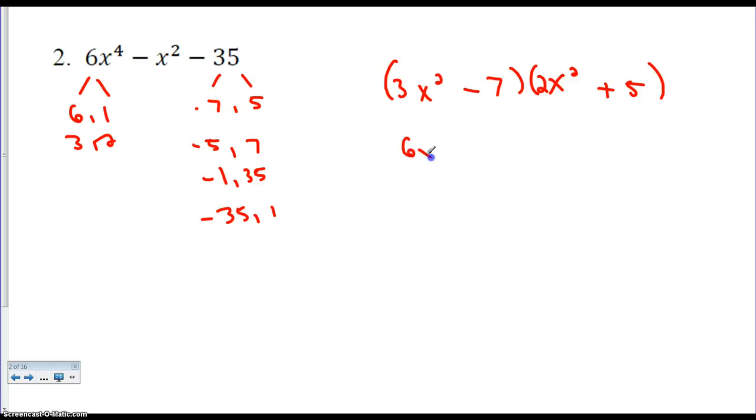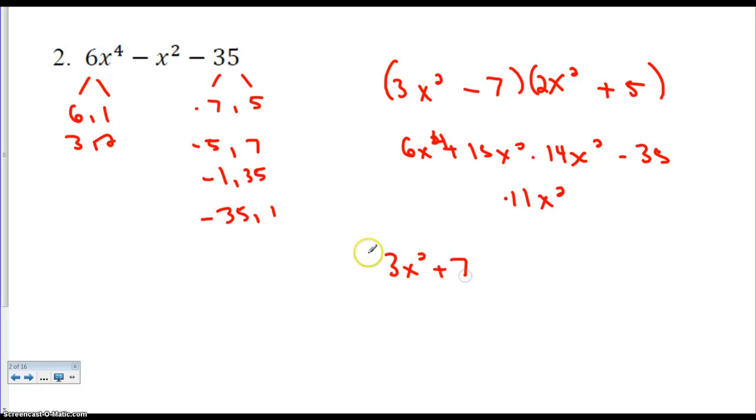So right now I have 6x to the fourth plus 15x squared minus 14x squared minus 35. So that doesn't work because I get a plus 1x squared, and I want to get a minus 1x squared. So we're going to switch it. 3x squared plus 7, and then 2x squared minus 5. So this gets me a plus 14x squared. That gets me a minus 15x squared. So that checks out.